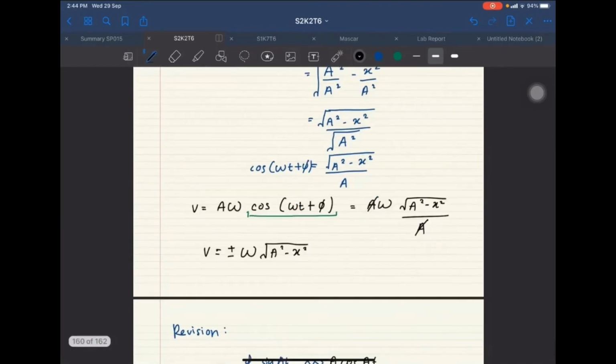So I'm going to write over here. So take note V maximum over here when cos equals 1, okay, which means that V max is equals to A omega.